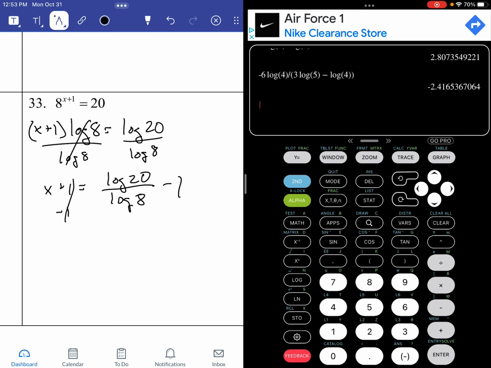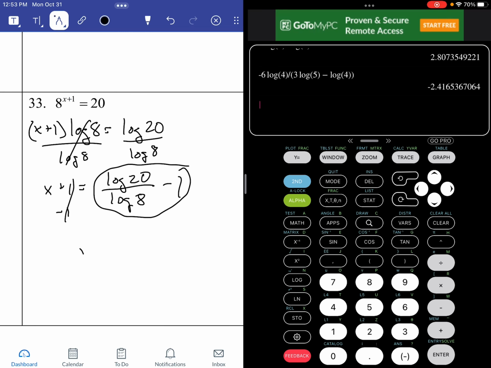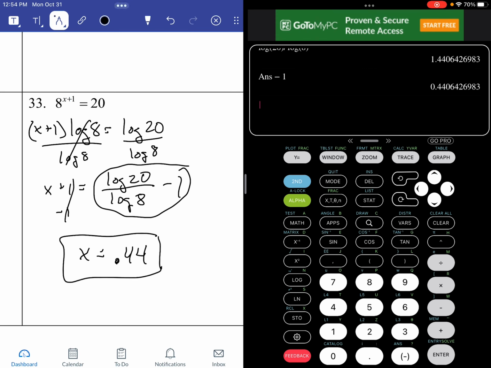So I'm going to put this into the calculator. It's going to be log of 20 divided by log of 8. And then I'm going to hit equals just because I want to. And I'm going to add 1. No, I'm going to subtract 1. There we go. So I'm going to do x equals 0.44. And that's it.